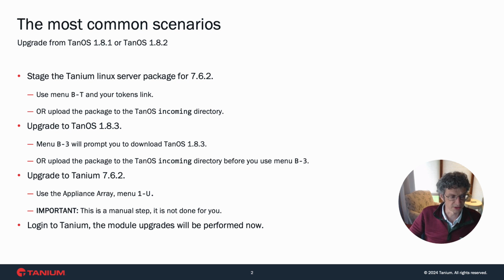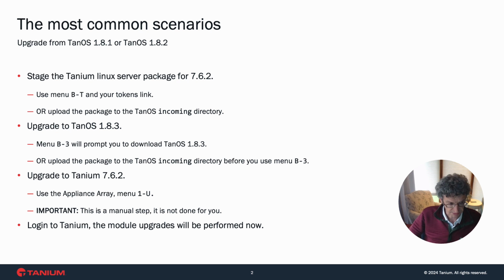But the next thing you're going to want to do is upgrade Tanium to 762. This is not an automatic step. This is something you're going to need to manually do after you've upgraded to 183. You're going to use the appliance array menu 1U. Because you already staged 762, when you get to menu 1U, you'll see that 762 is available for the install. You're going to go ahead and choose that, and 10OS will proceed with upgrading your entire array to Tanium 762.